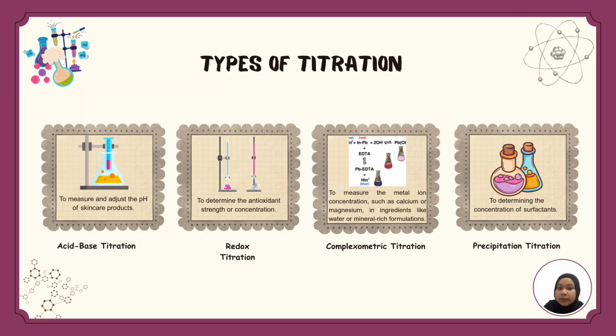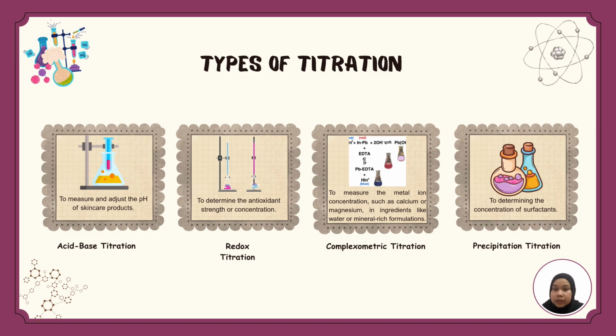Okay, next is types of titration. In skincare product development and quality control, titration is used to measure concentration, acidity, pH, and active ingredients. Here are the main types of titration used in skincare. First, acid-base titration is the most common use. Acid-base titration is used to measure and adjust the pH of skincare products. Second, to determine concentration of acidic or basic components like benzoic acid. For example, titrating benzoic acid with sodium hydroxide to confirm preservative level.